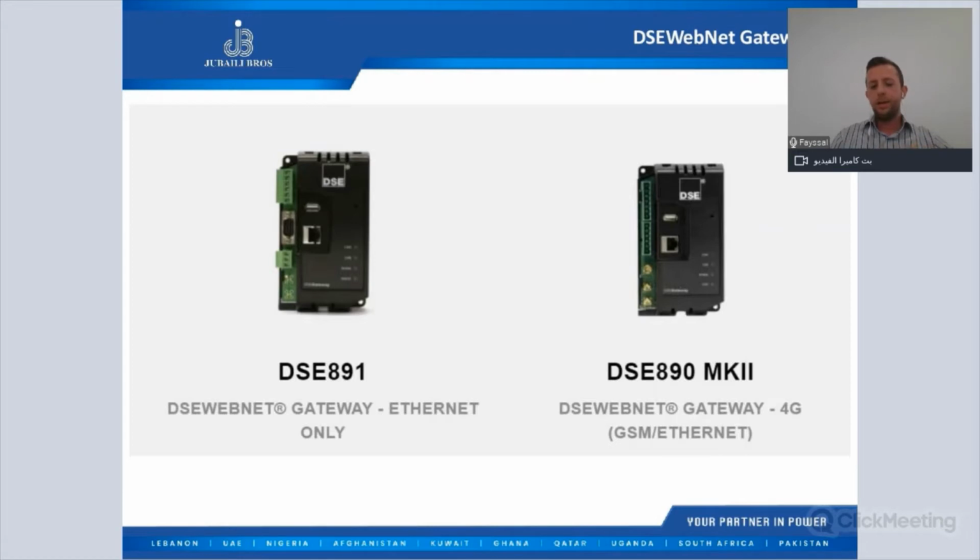On the other hand, the 890 is more flexible. So you can have a 3G or a 4G data SIM inserted into this module, which directly connects your genset to the World Wide Web. Plus, there's a provision for a GPS connection. So basically, when we get a remote monitoring or a web monitoring inquiry, we do advise and we do go with the 890 Mark II gateway.